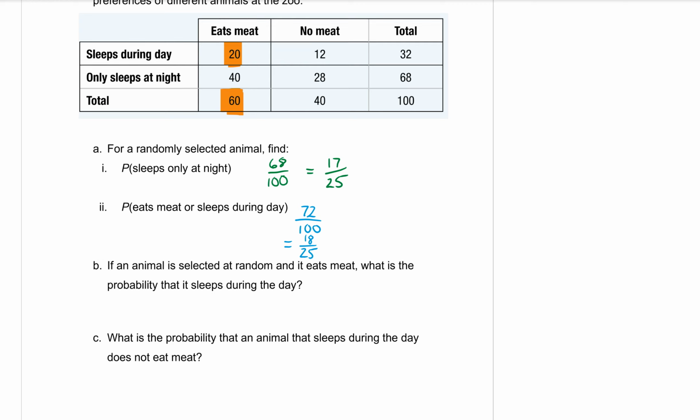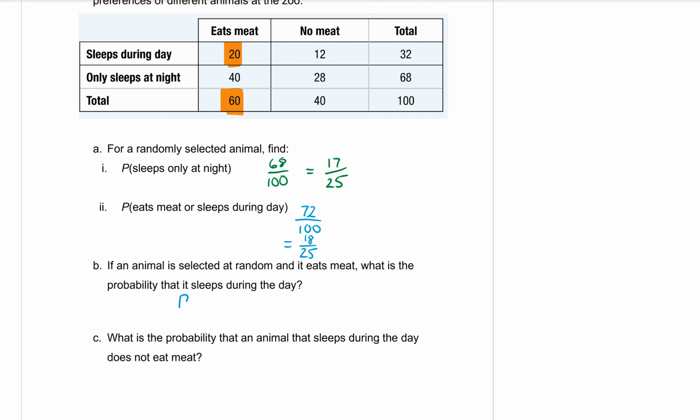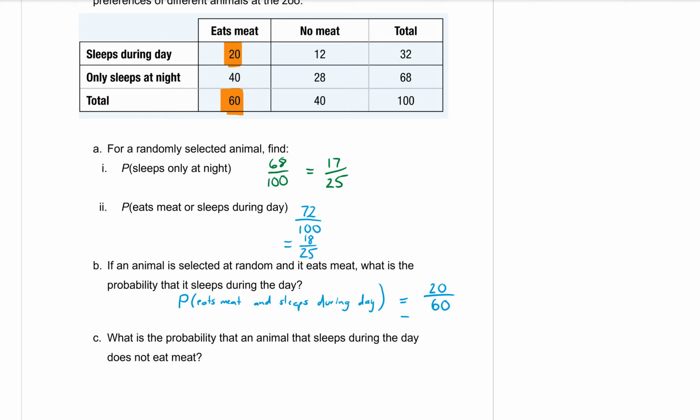So we can write that down as the probability that it eats meat and sleeps during the day. Okay. So that means there were 20 that sleep during the day out of the 60 that eat meat, and we simplify with our calculator. 20 out of 60 is 1/3 of the animals.